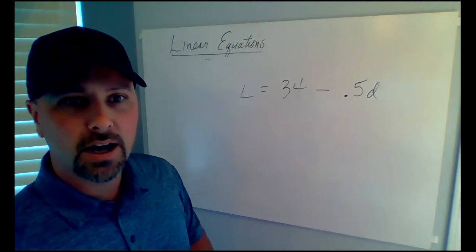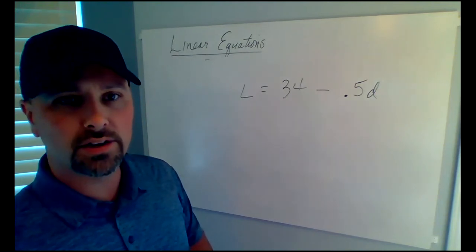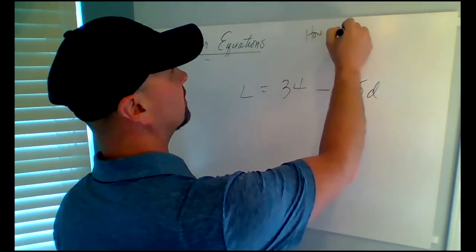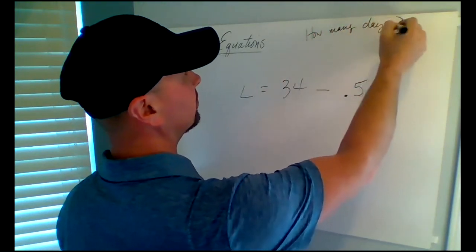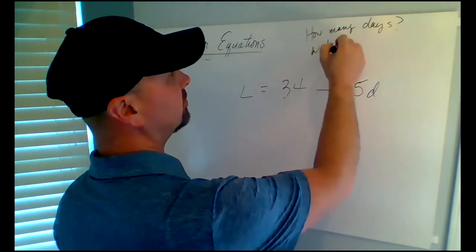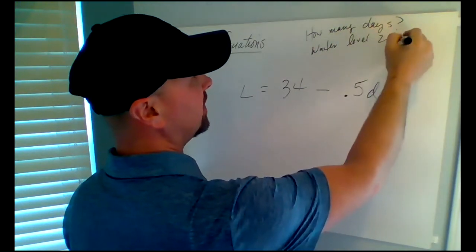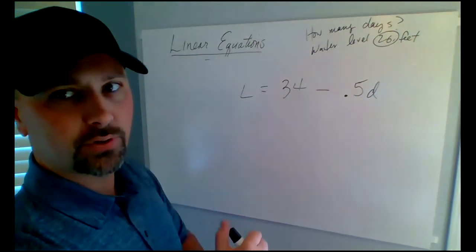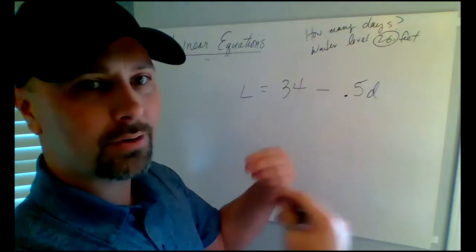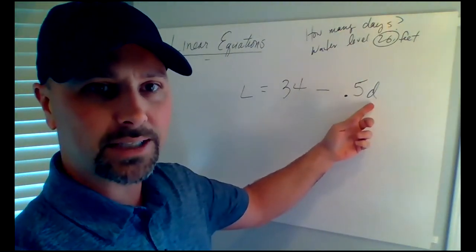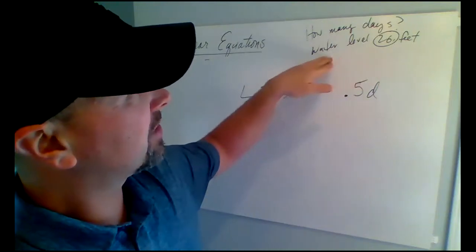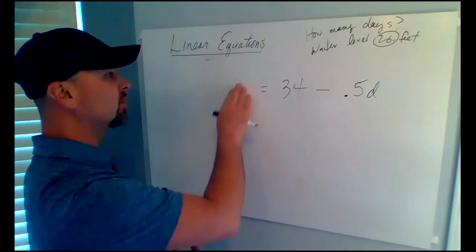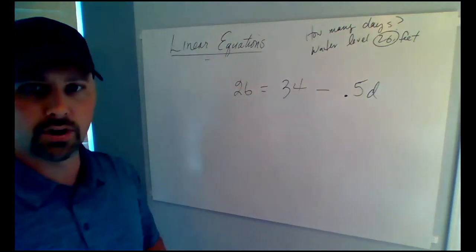So let's go back to the problem. In how many days will the water level be 26 feet? How many days, water level, 26 feet? Okay, so I need to put this 26 into my equation and solve for the other. Now notice the question asked how many days. So I'm trying to find my D, how many days? Not to mention the fact that it says the water level 26 feet. L stands for level. So I'm going to take 26 and put it in for the level.